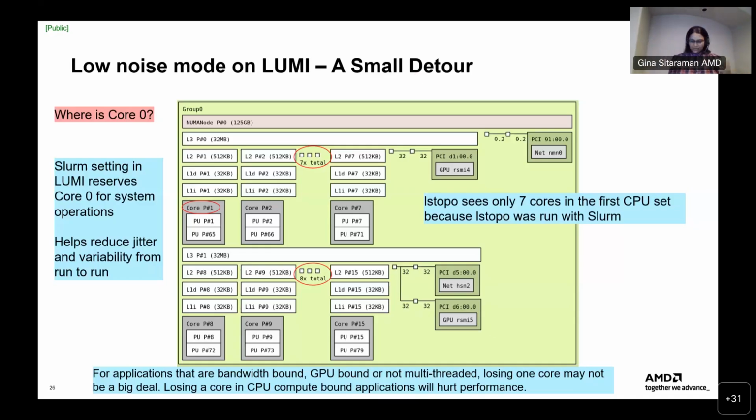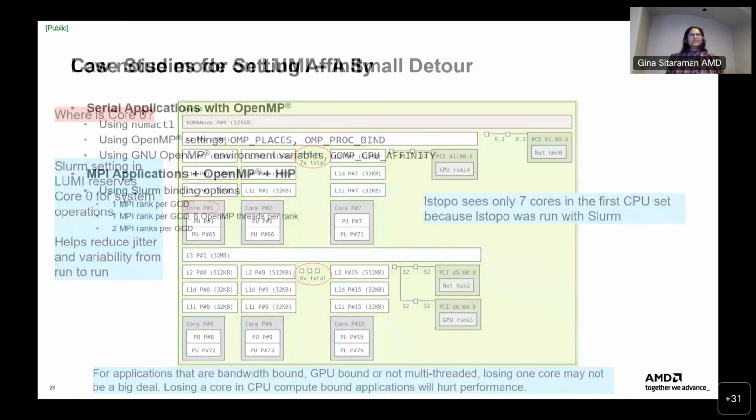So this is low noise mode. Let's keep that in mind. The first core 0 is not available. So you'll see it in the output that we are going to run.